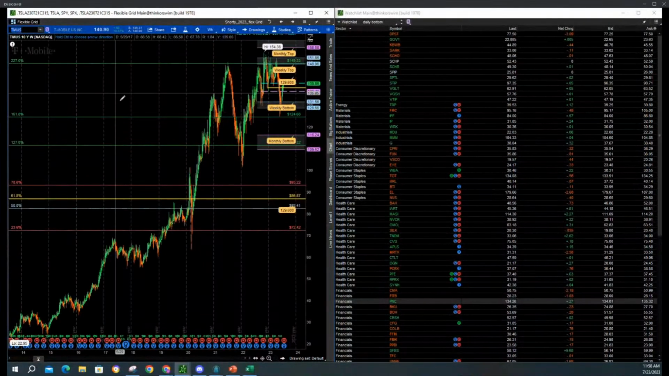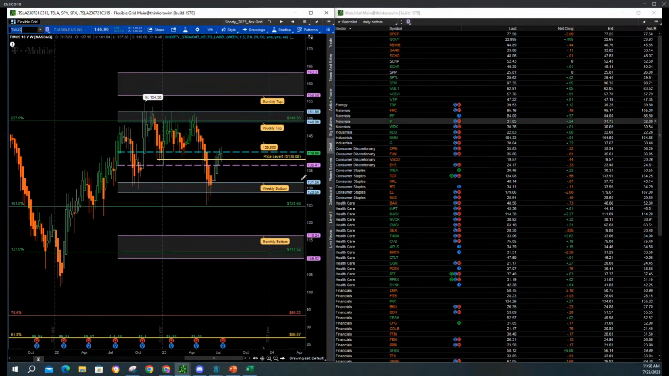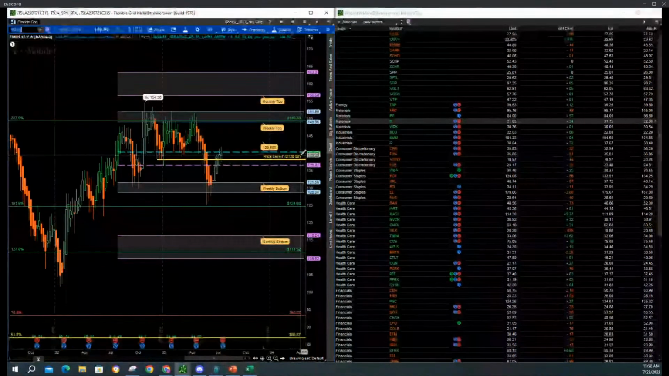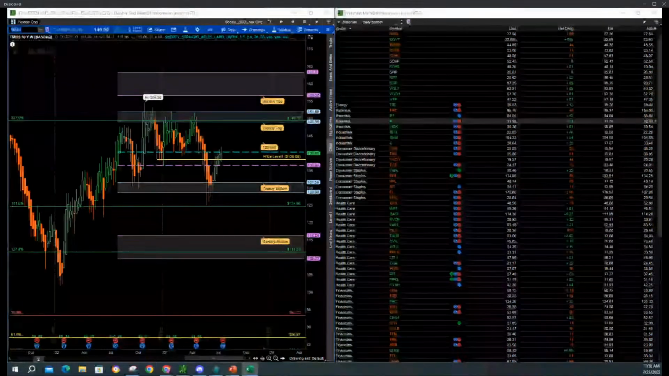I was watching for this one. I was watching for a short opportunity. And I think it's right there where I would want it. Weekly mid here, and then losing 135 probably triggers 116. I'm looking for shorting this.